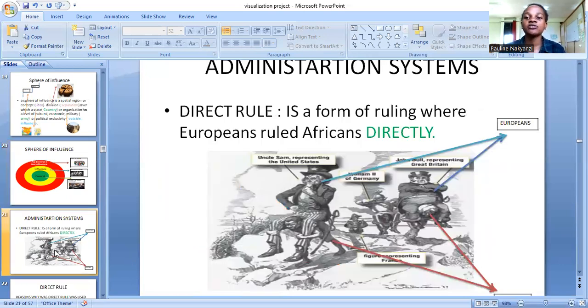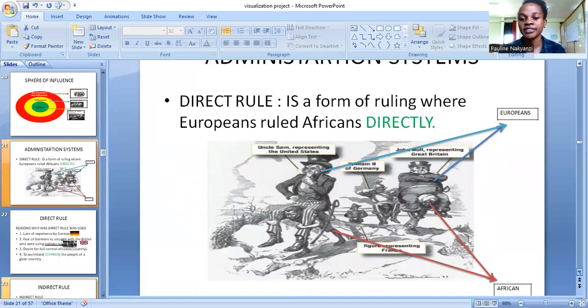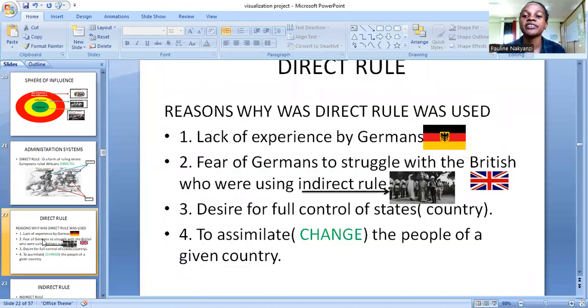Under administration systems, I also talked about direct rule. And I used this picture with the arrows plus the words, which show Europeans, then Africans carrying the Europeans. Further, I went on and gave reasons why direct rule was used. And this is what I used to help my students understand more.